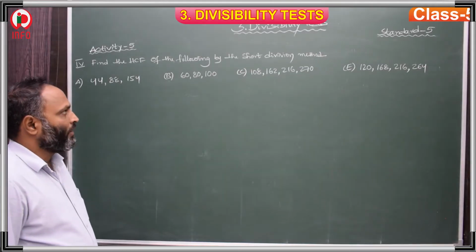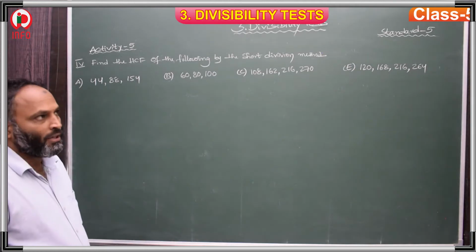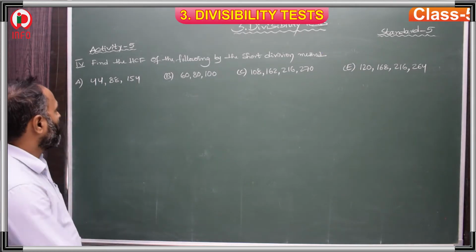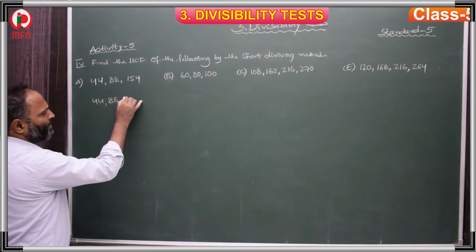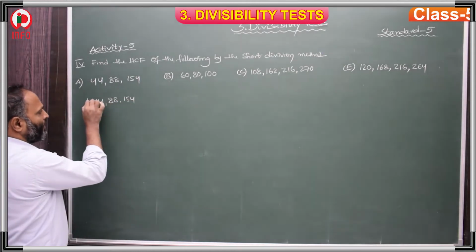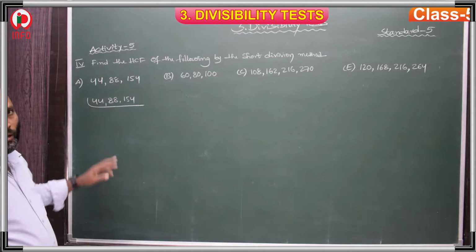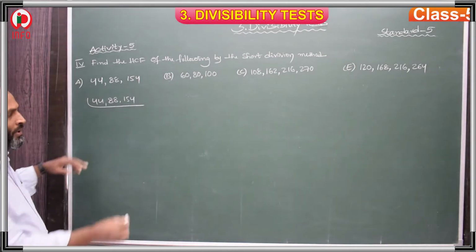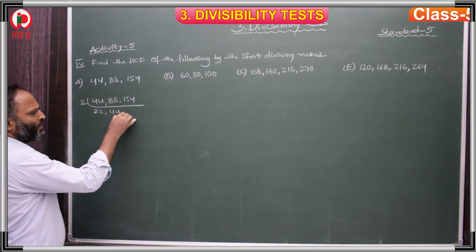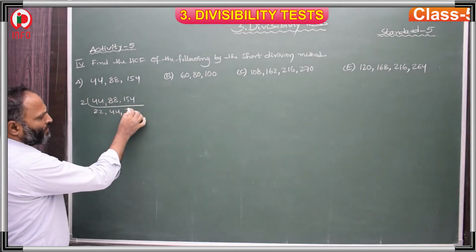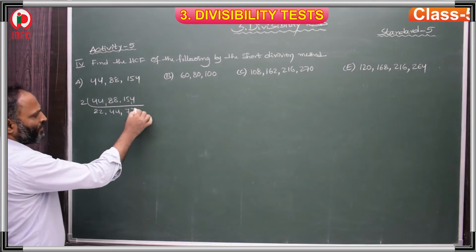Find the HCF of the following using the short division method. How do we find it using short division? Take 44, 88, 154. All are even numbers, so all are divisible by 2. 2 22s are 44, 2 44s are 88, 2 77s are 154.